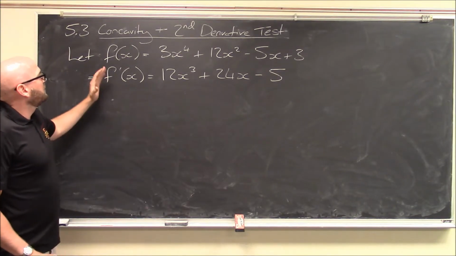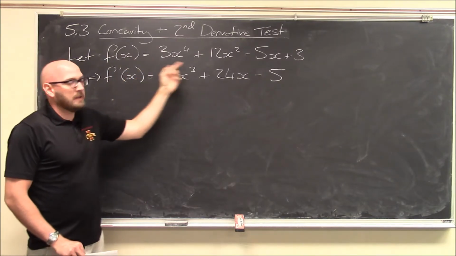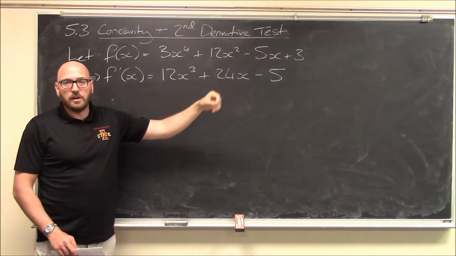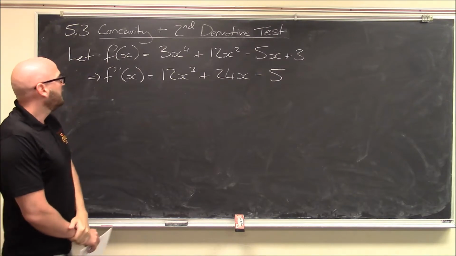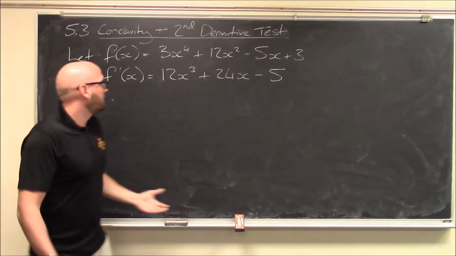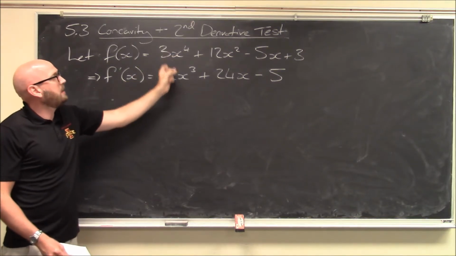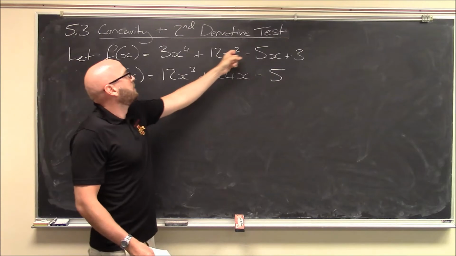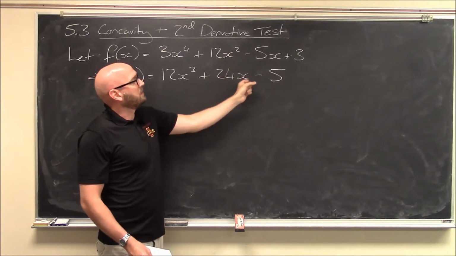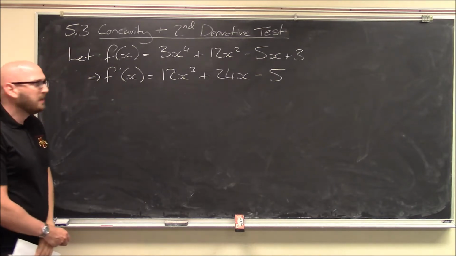But before we do, let's consider this simple polynomial here. I've got f of x is 3x to the fourth plus 12x squared minus 5x plus 3. And what's one thing we can do with functions? Well, we differentiate them, right? So I've differentiated this polynomial. The derivative, 3 times 4 is 12, 12x cubed. 12 times 2 is 24 times x to the 1, minus 5. All right, so there's our derivative.